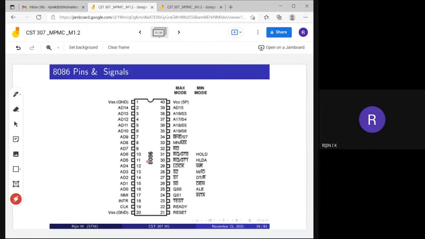So that is address bar data line. Then there is another set of pins, that is pin number 35, 36, 37, 38. These are the address bar status pins.